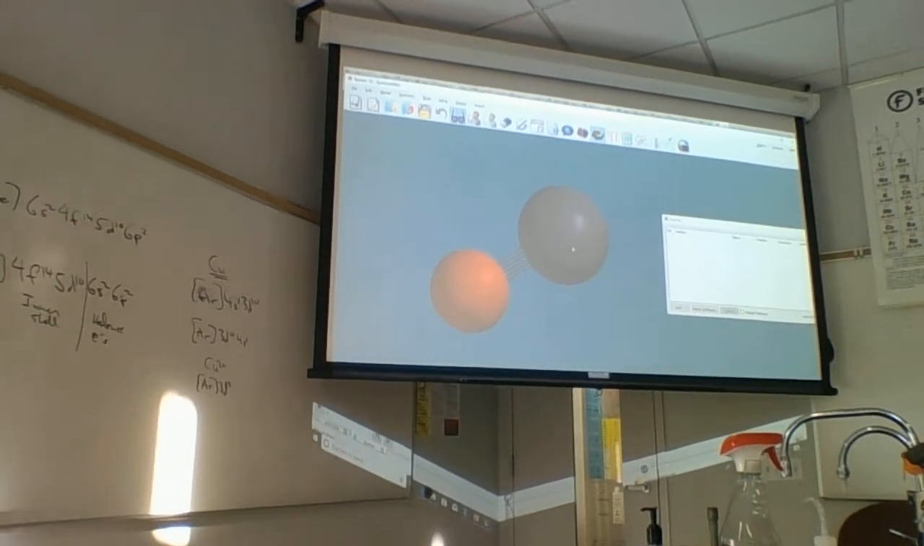So it's actually a pretty easy program to use. You build models like this. Do you know what this is? Black is carbon, red is oxygen. This is carbon monoxide. Carbon oxygen triple bond.